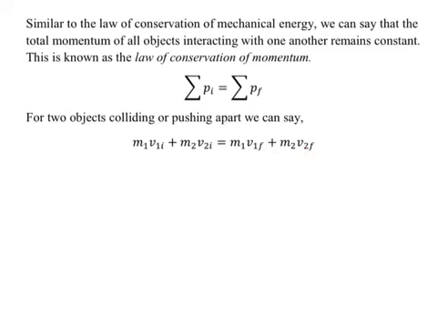So this is for two objects. And notice if we had three objects, we'd have another term on each side. We'd have an m3 v3i over here and an m3 v3f over here.